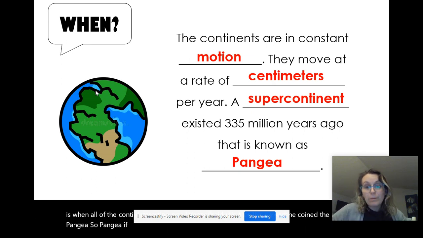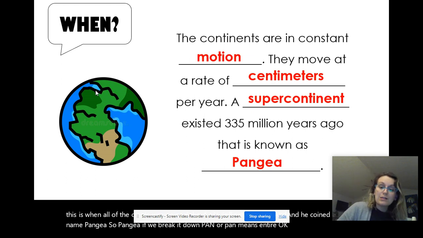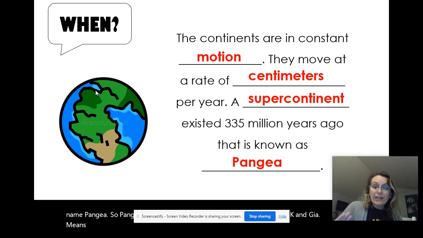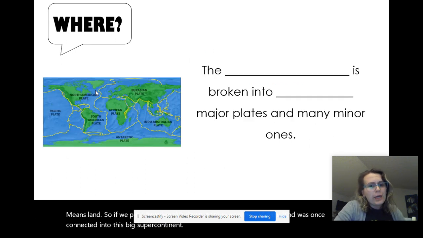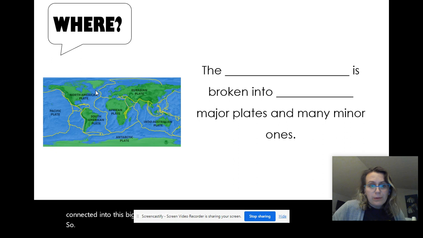So Pangea, if we break it down, Pan means entire, okay, and Gea means land. So if we put it together, the root is entire land. So all of the land was once connected into this big supercontinent. So where in the world are these plate boundaries, or where are these plates?